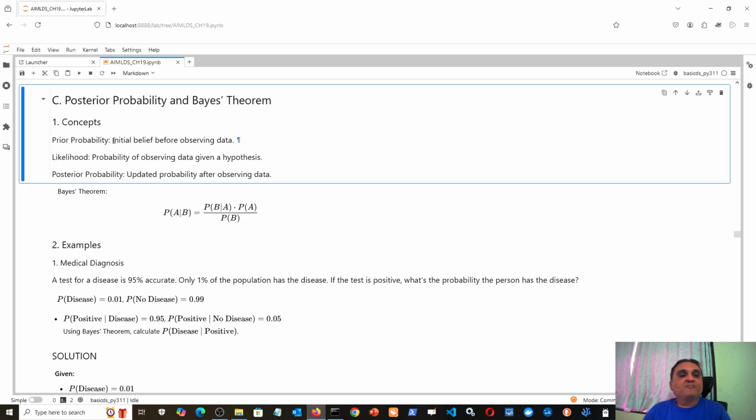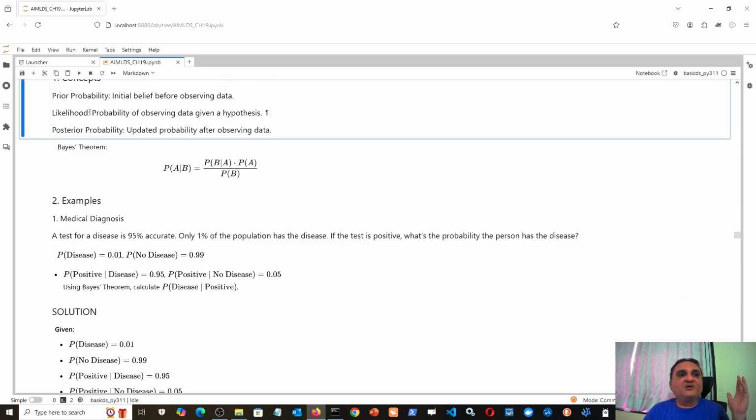So prior probability is the initial belief before observing the data. And when we take examples, then this becomes clear. So it is the initial belief before observing the data. For example, you have patients' data and you decide the initial probability that all these patients have the disease. So that is the initial belief that this is the data of all patients who have the disease, or all these patients do not have the disease. Any one initial belief you can take.